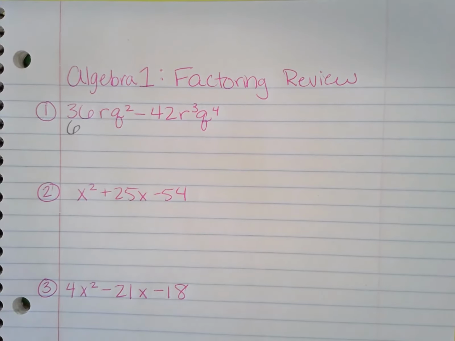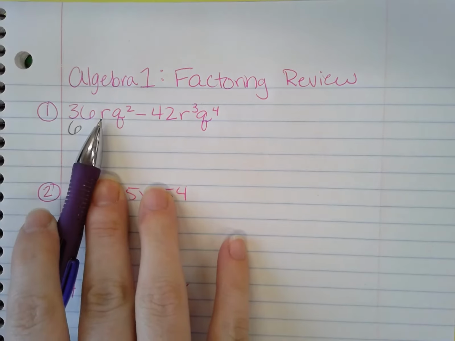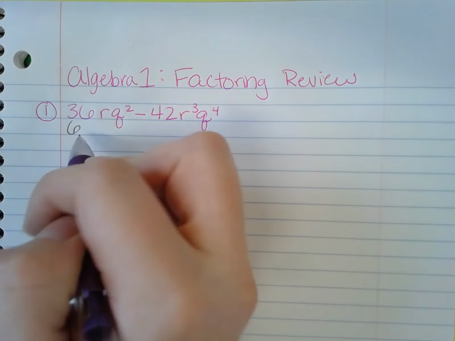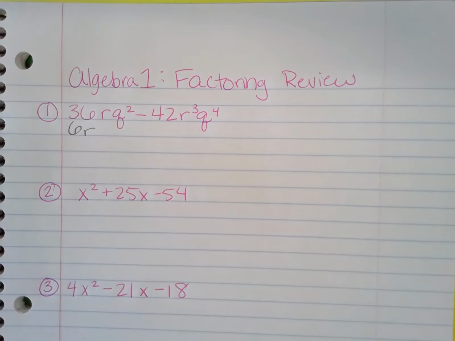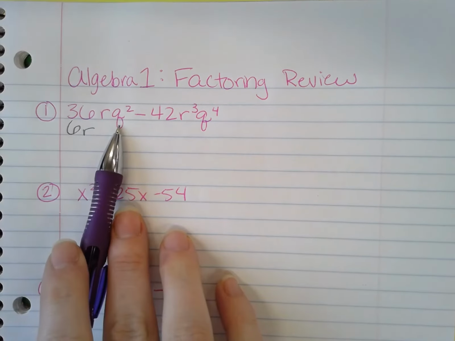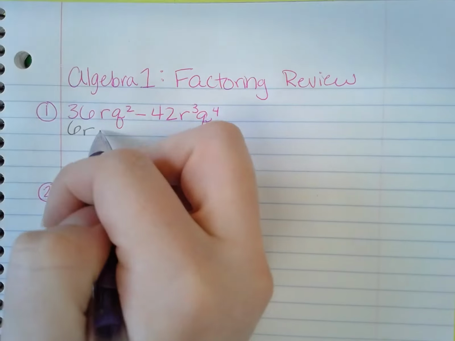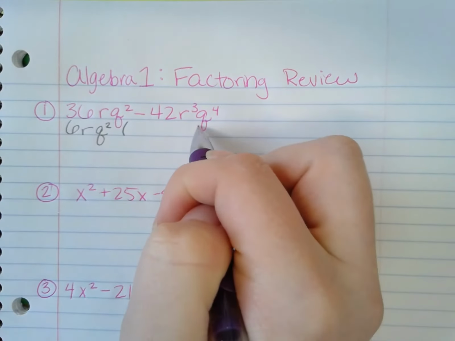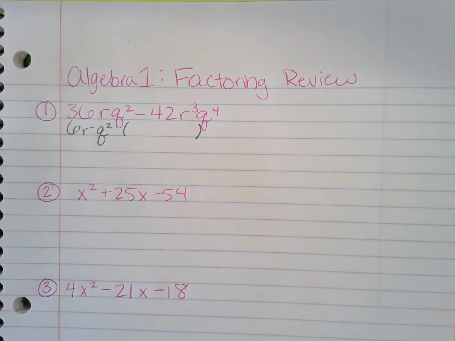What's the largest number? In this case, it's going to be a 6. Then I start looking at the letters. My first letter is R. I have an R to the first and an R to the third. The lowest exponent is the one that I can take out. So in this case, it'll be an R to the first, or just plain old R. The next letter is a Q, and my options are Q to the second or Q to the fourth. The lowest one will be Q to the second. Then I have parentheses for what is left over.